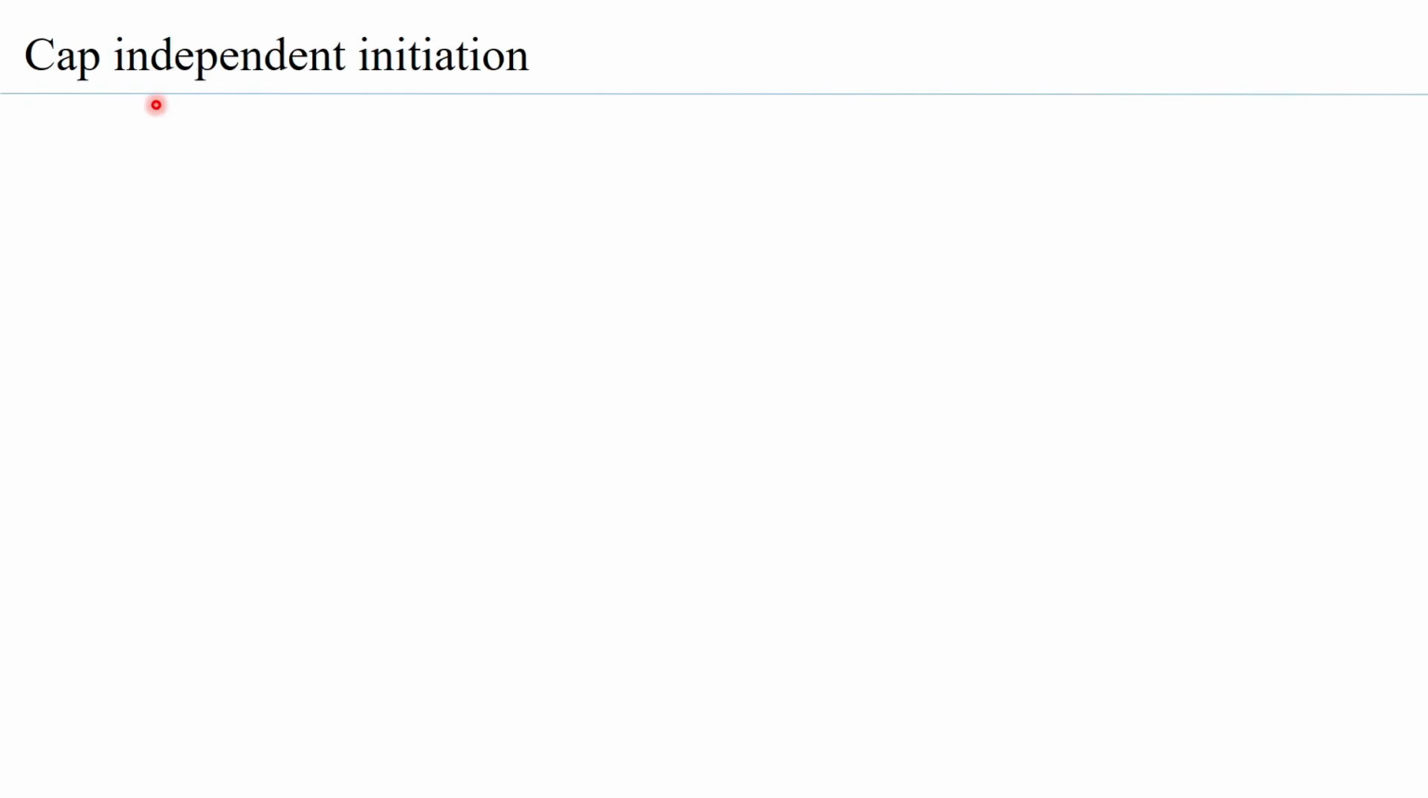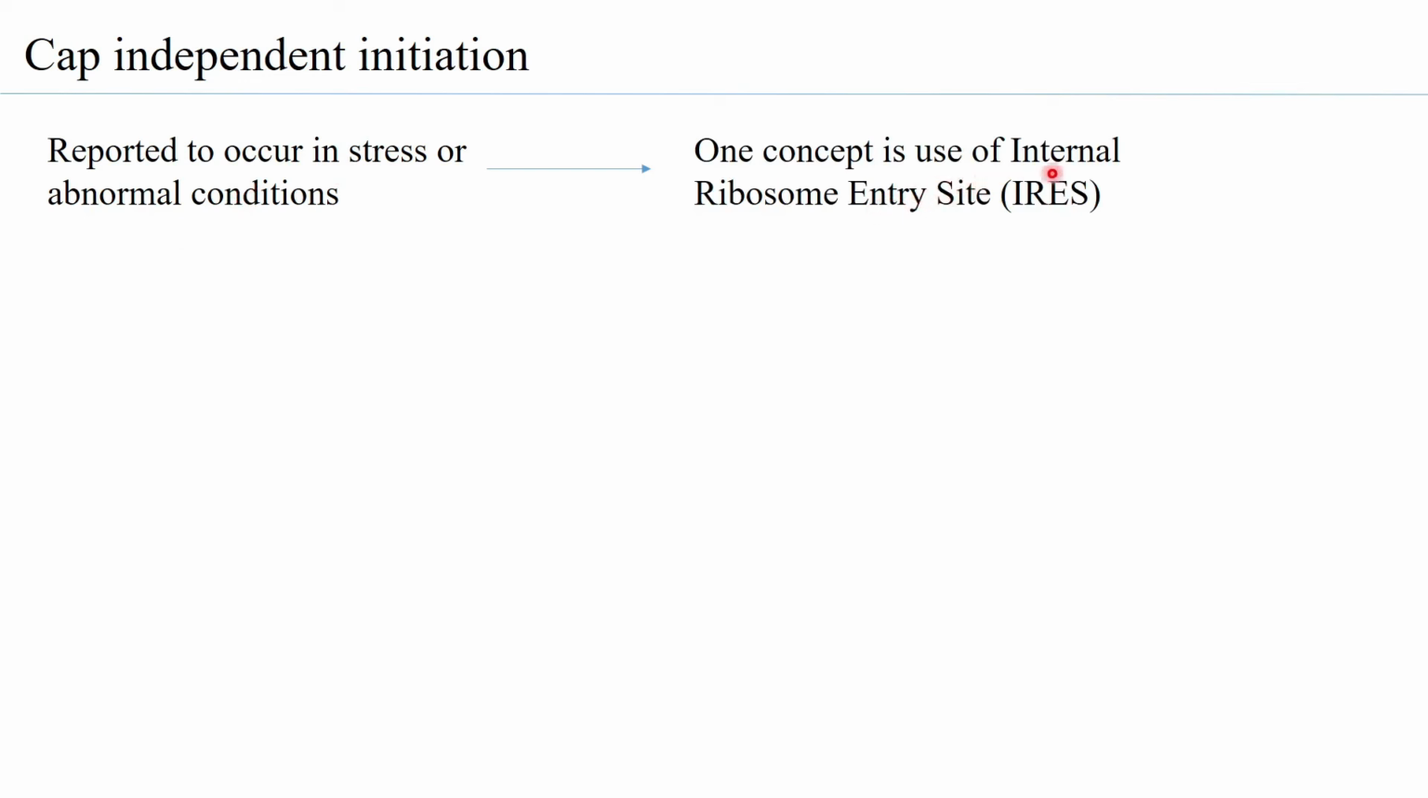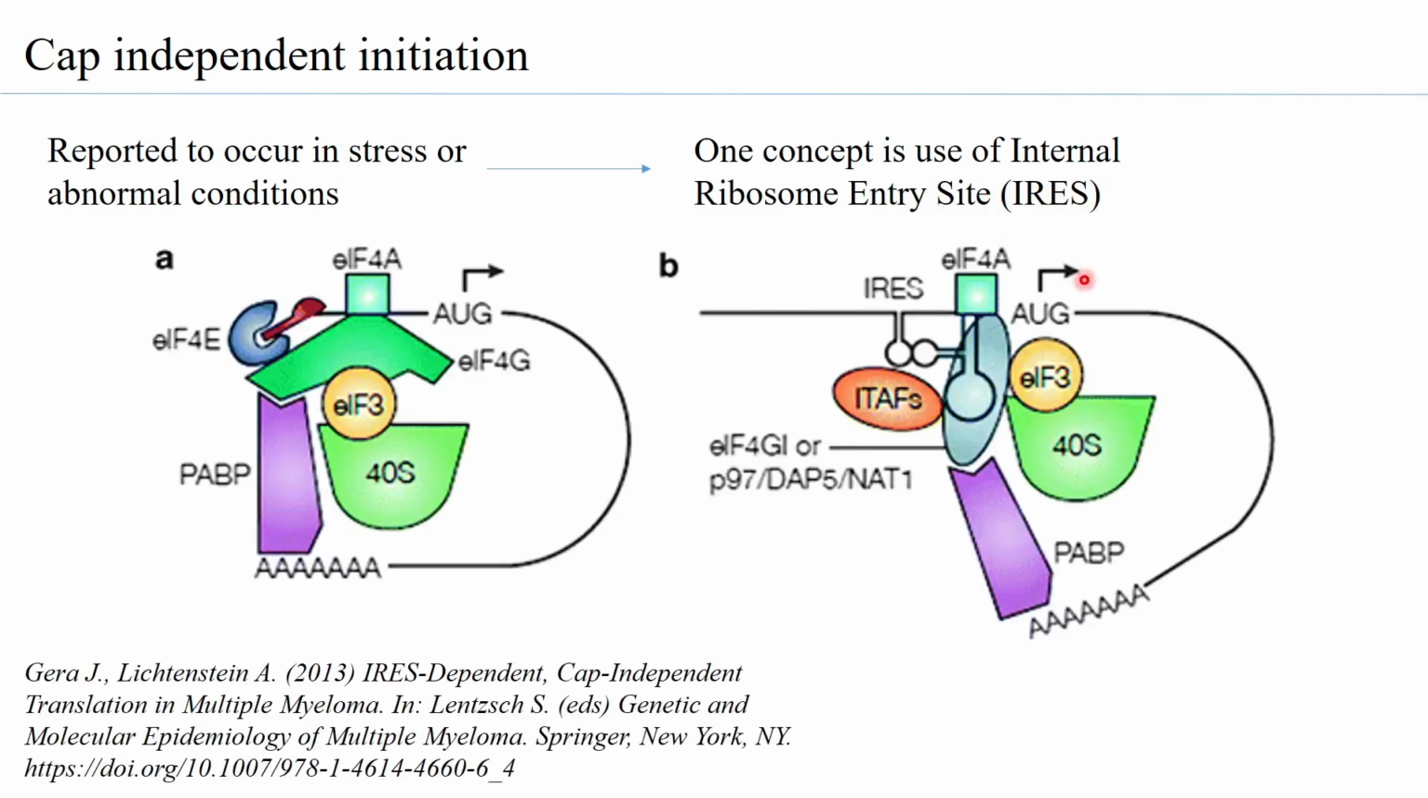Now, apart from cap dependent initiation processes, you also have cap independent initiation, but of course, this is not as prevalent as the cap dependent initiation, and it is found to be observed only in certain situations. It is reported to occur in stress or abnormal conditions, and one concept is the use of what is called the internal ribosome entry site. This IRES is nothing but a secondary structure present in the RNA itself, and that secondary structure is identified by the EIF4G, the ITAFs, EIF3 and 40S.